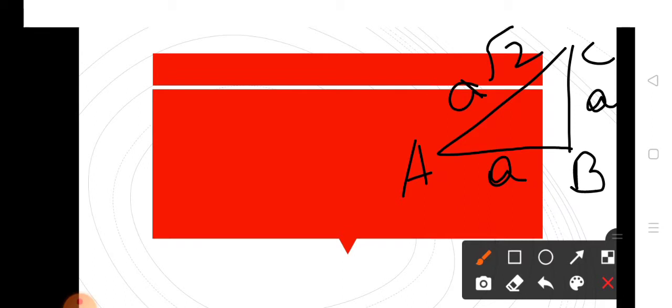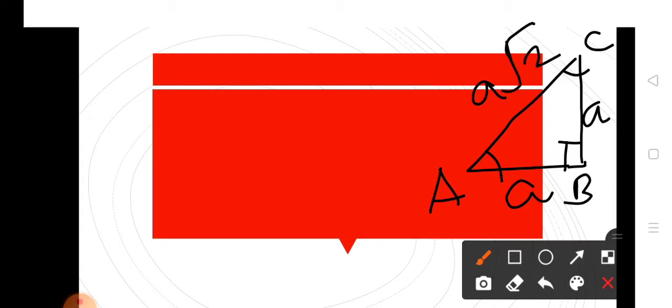Now start finding the trigonometric ratios from the definition. Now we'll find the ratios. I took the triangle just before here. This was A, this was my B, this was 90 degree, this was 45, this is also 45, this was C and this was A, this was A. AC was A root 2.